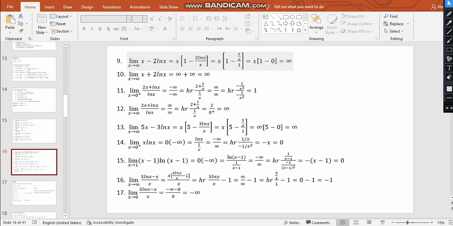So this is concerning derivative and limits using logarithm, where we have used L'Hospital's rule.